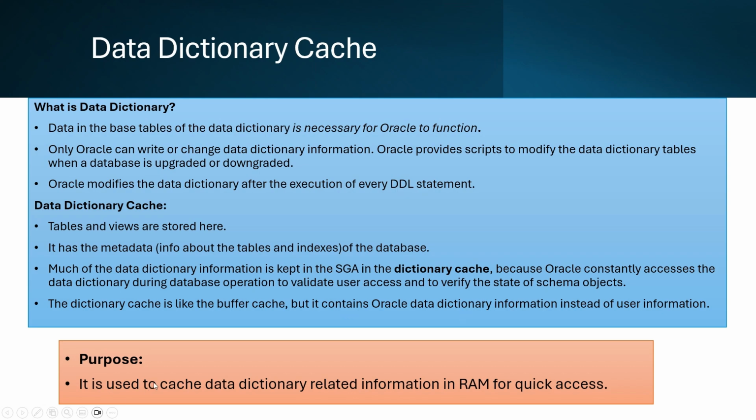The purpose is to cache data dictionary related information in RAM for quick access. So when you execute a query and the semantic check is done, you don't have to read the data files. It can read directly from memory whether the object exists or not, and whether you have a privilege or not. Reading from the data file would take a long time. RAM is quicker than disk, and that's the reason they have this component in memory itself. Within the SGA, the shared pool will have the data dictionary cache.